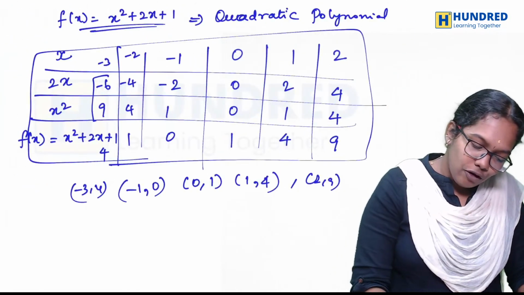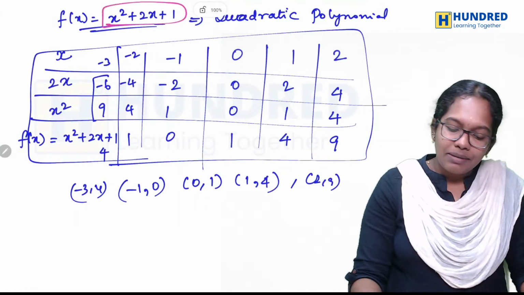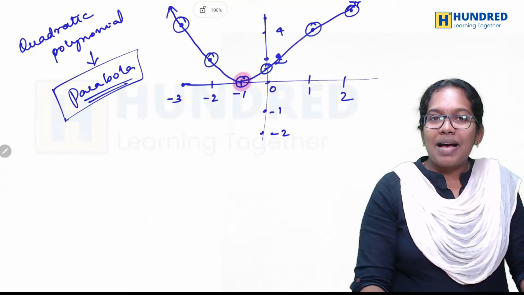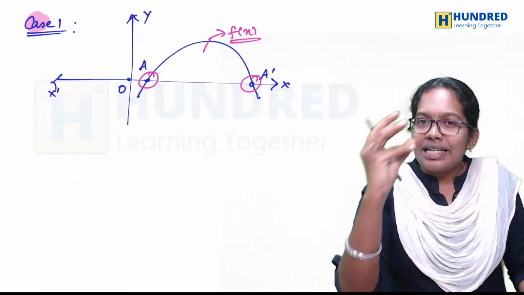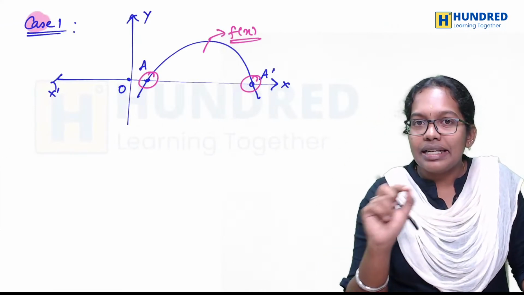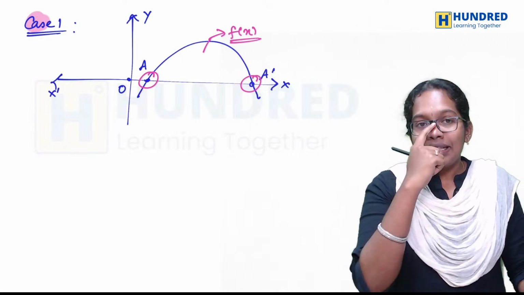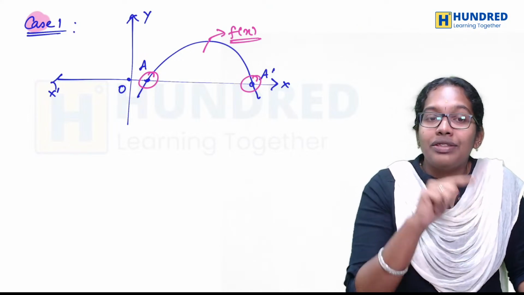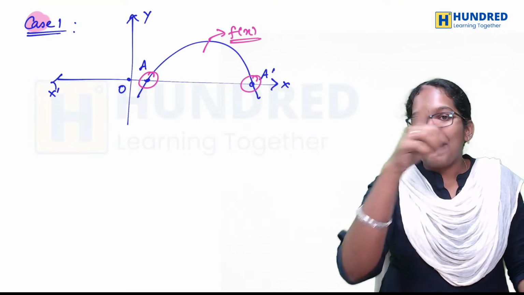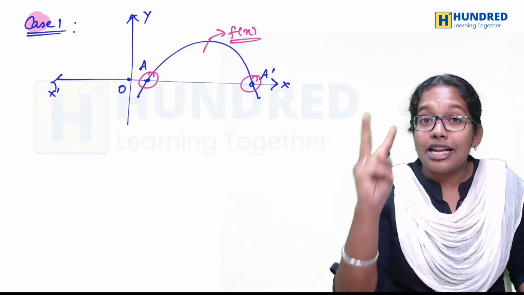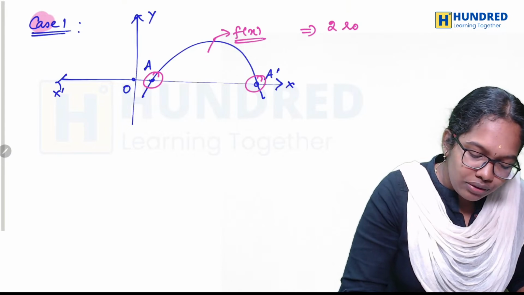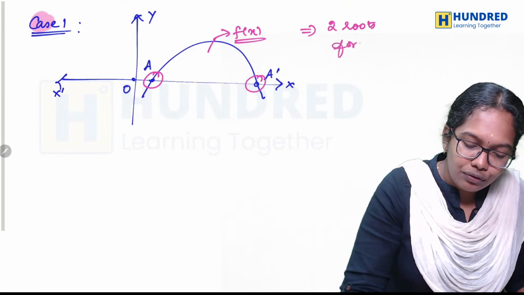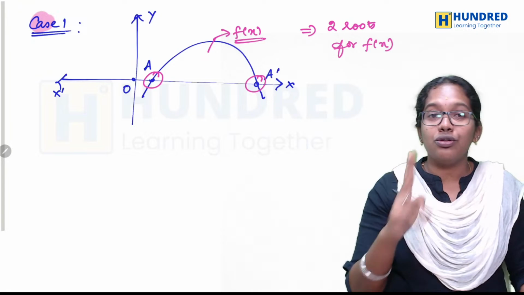Here, when f of x is equal to x square plus 2x plus 1, we got this parabola, right? Likewise, we take some f of x, find points, and after plotting it we got this curve. If that curve or parabola is meeting the x-axis at 2 points, then we'll call it two roots for f of x. There will be 2 roots for f of x.